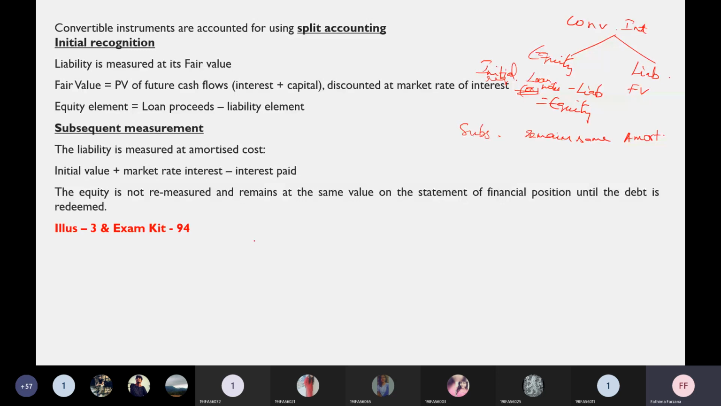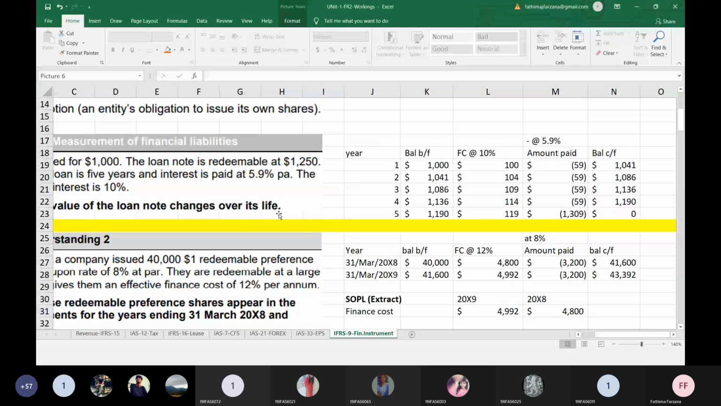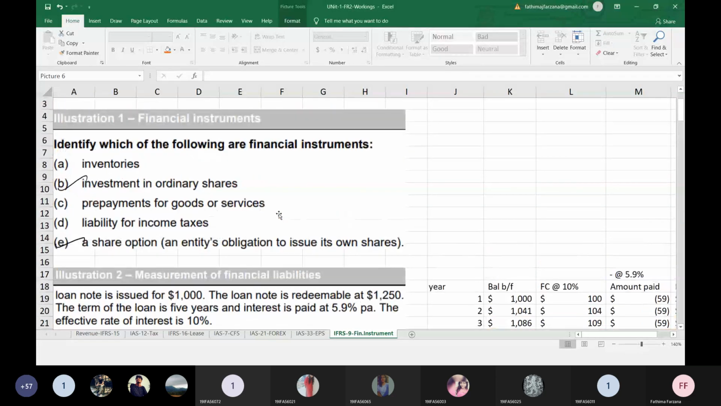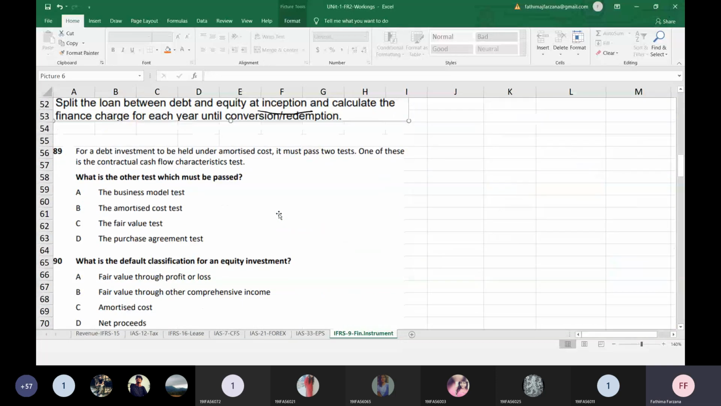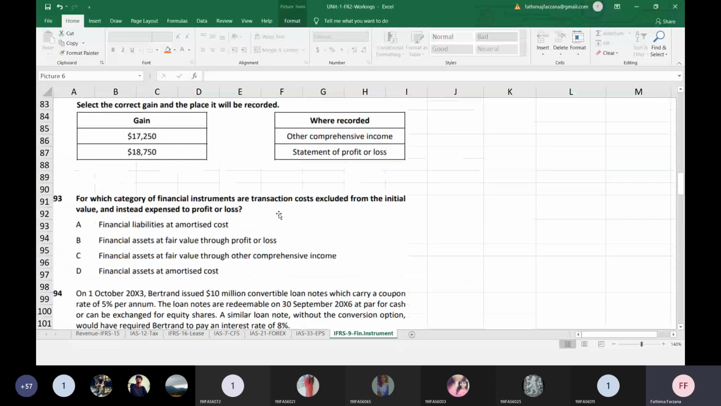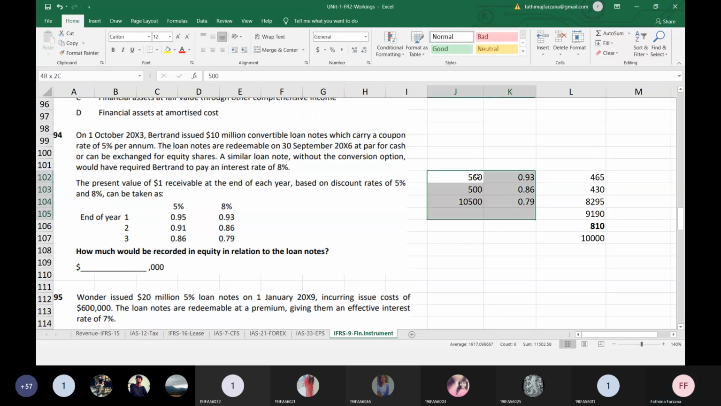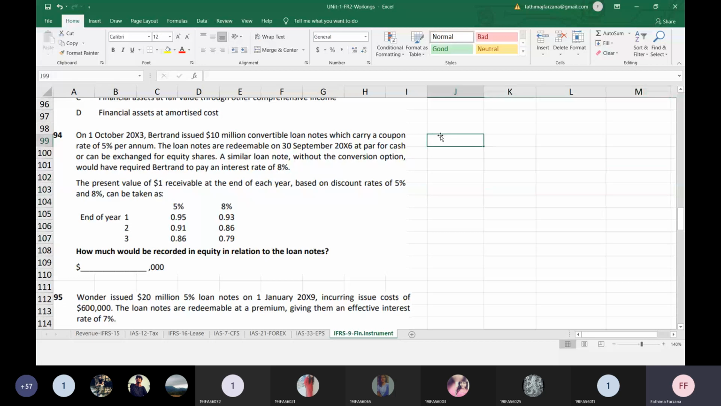Based on this, illustration 3 and exam kit 94, I should have done. I'll just check whether I've done that or not. Illustration 3 is over. Exam kit 94 is not done, so we'll do that. Oh, that is also done. So we'll do exam kit problem number 94 so that we'll get a brush up now.